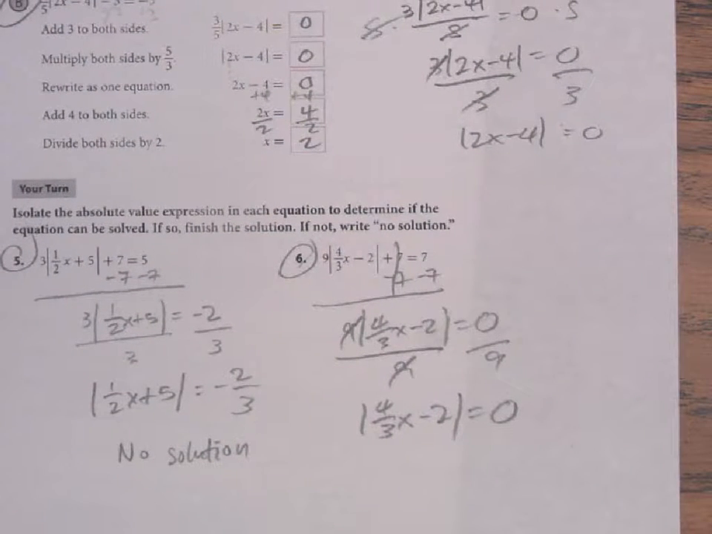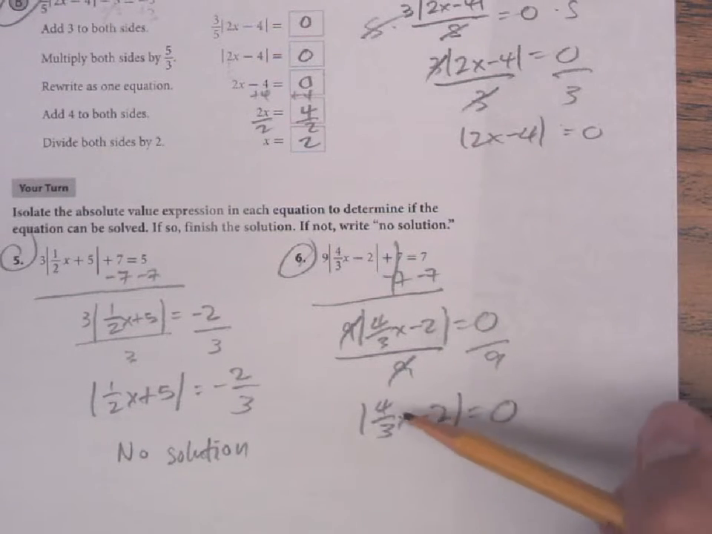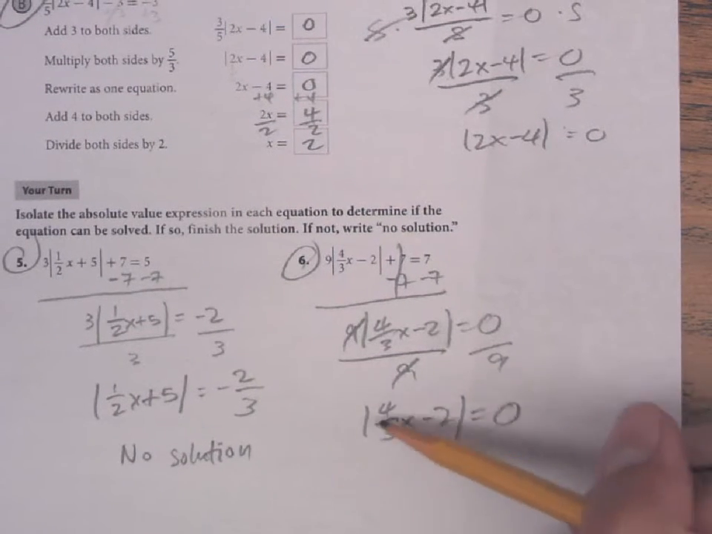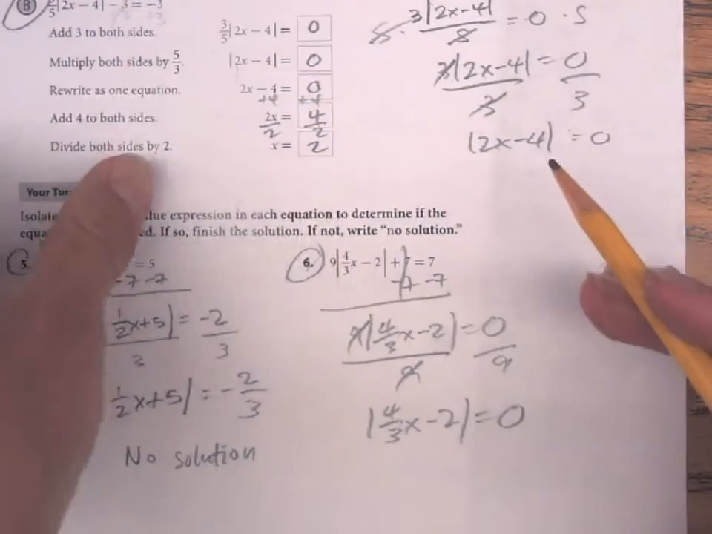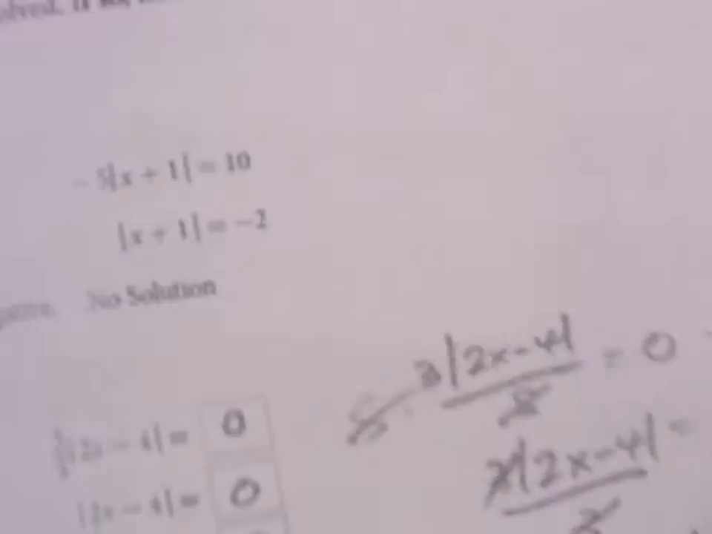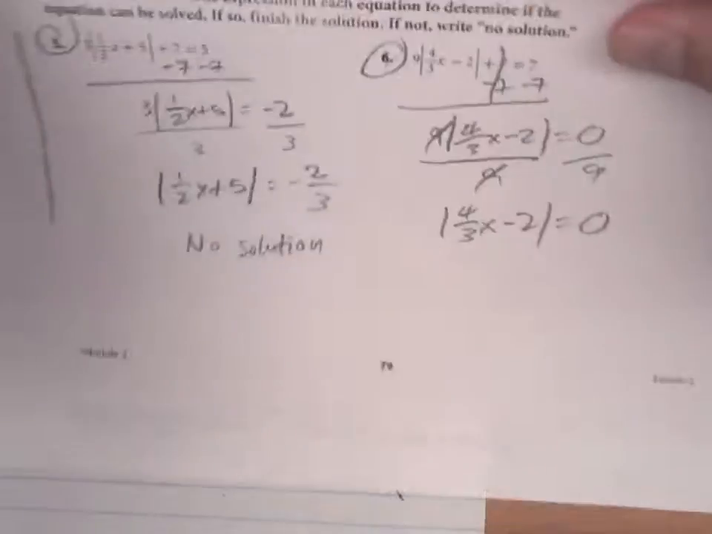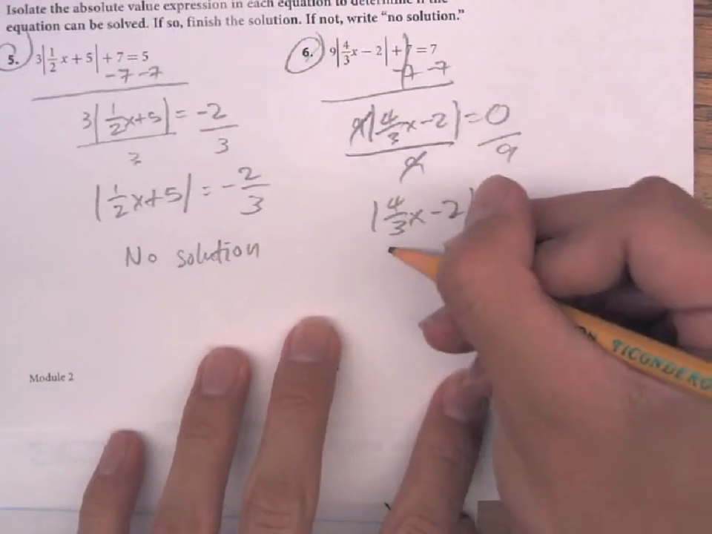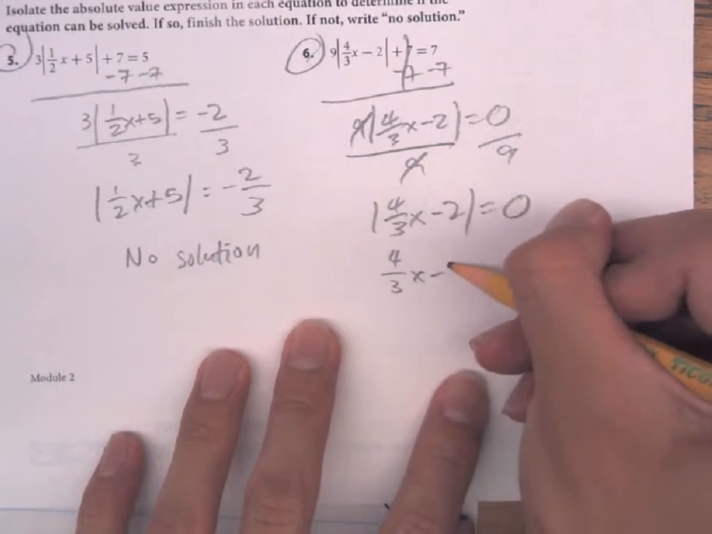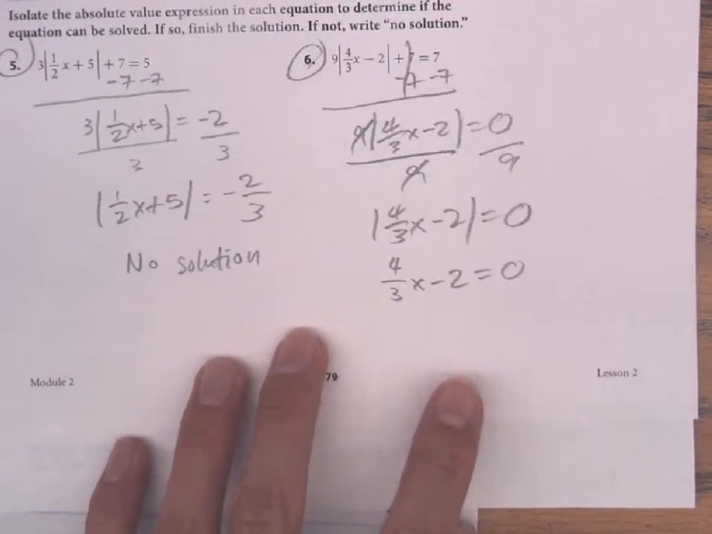Okay. Now if you look at this, it's equal to 0. Because it's equal to 0, think about it this way. The inside can only equal 0. It can't equal anything else. Okay. So what you're going to do is the absolute value just disappears. This is 4/3 x minus 2 equals 0.